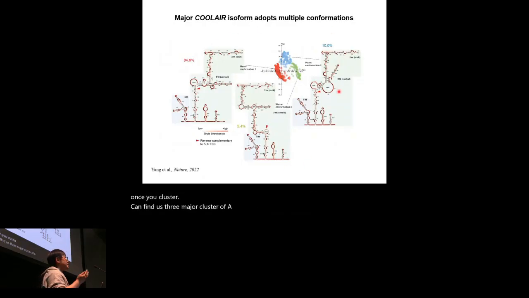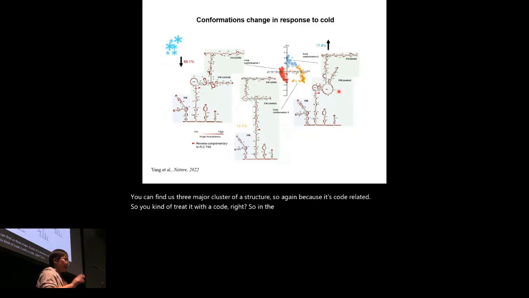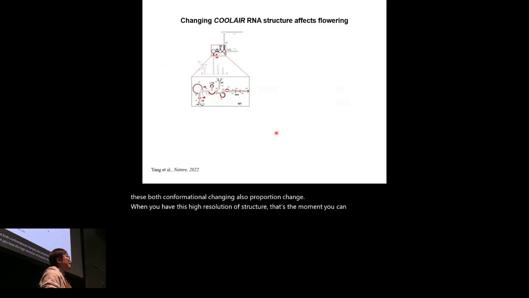Again, because it's a cold-related long non-coding RNA, you treat it with cold, right? So in the cold, 2 scenarios are happening. One is that certain structure conformations go down, and certain conformations go up. Of course, you can also detect very cold-specific conformation changes. So you can identify both conformational changes and proportion changes. When you have this high resolution of structure, that's the moment you can find the interesting sites which are associated with these conformation changes.